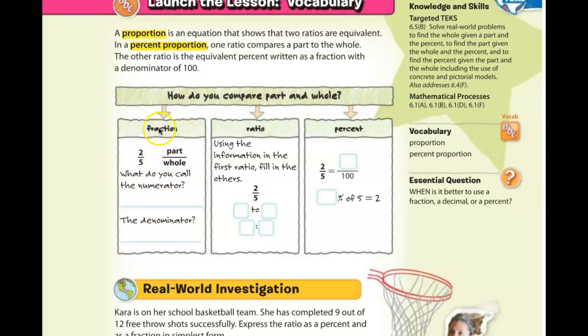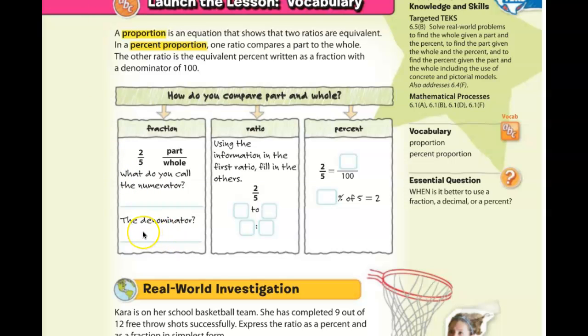As a review, a fraction is a ratio. 2/5 is a comparison of a part to the whole, the number of pieces in the fraction. So it's asking us, what do we call the numerator? Is the numerator the part that's on top, or the part that's on the bottom? Go ahead and answer that. Is the numerator the part or the whole?